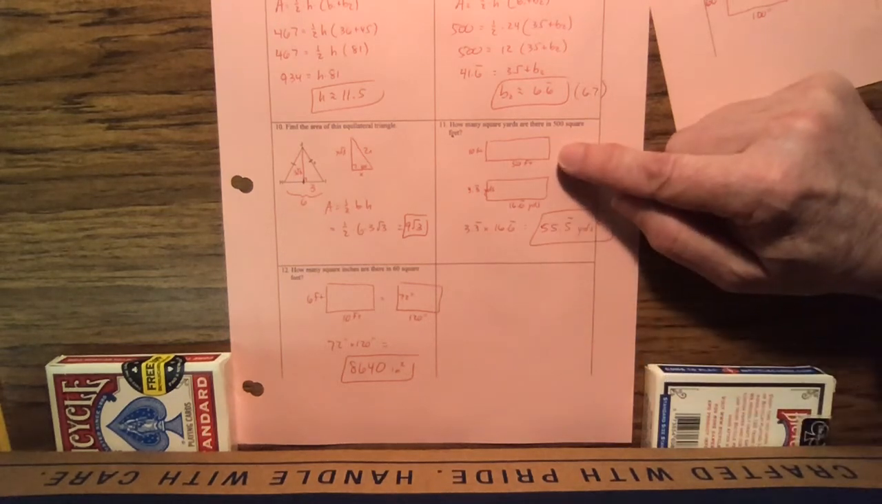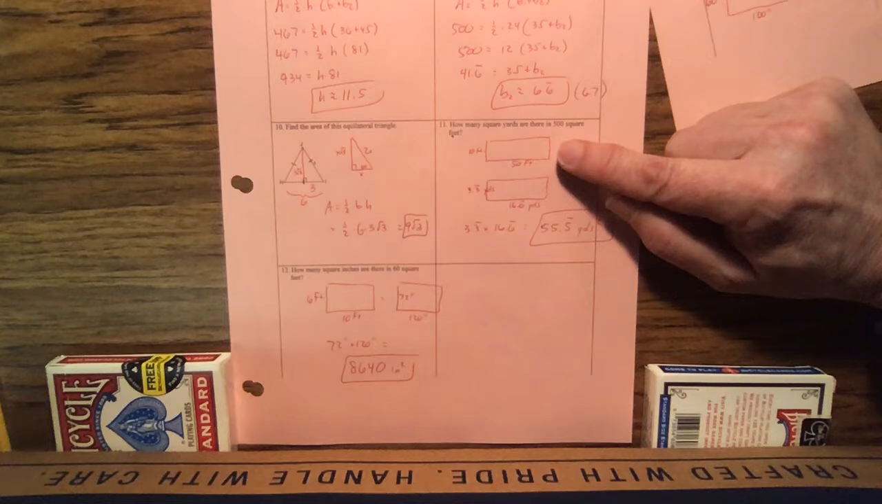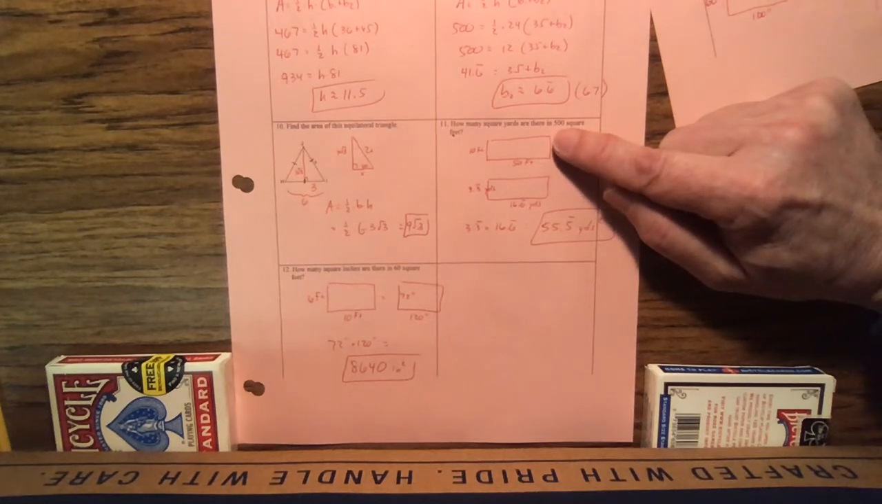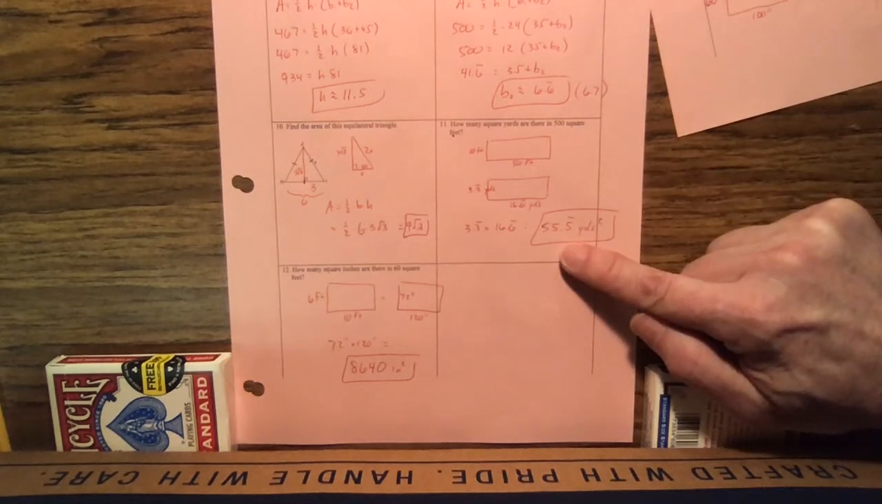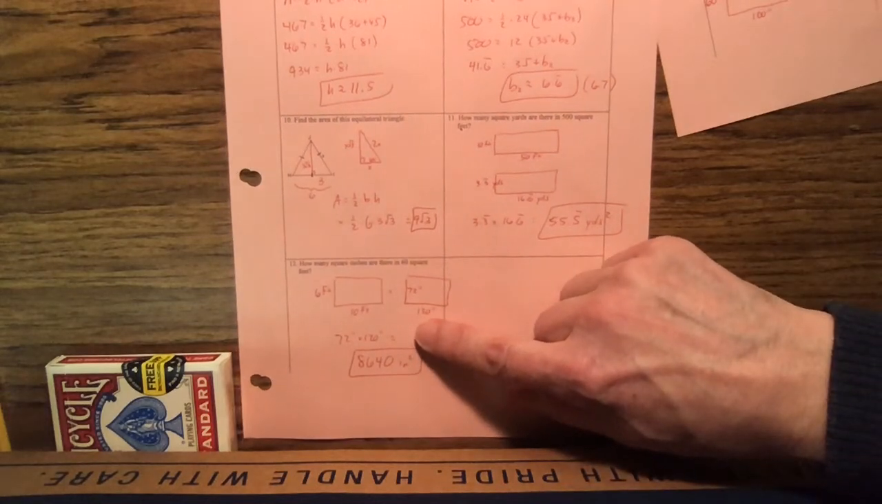Another way to think about it is if you would ordinarily divide feet by 3 to get yards, then you would divide square feet, not by 3, but by 3 squared to get square yards. So instead of dividing 500 by 3, if you just divided it by 9, that would produce this result immediately. Likewise down here with problem number 12.